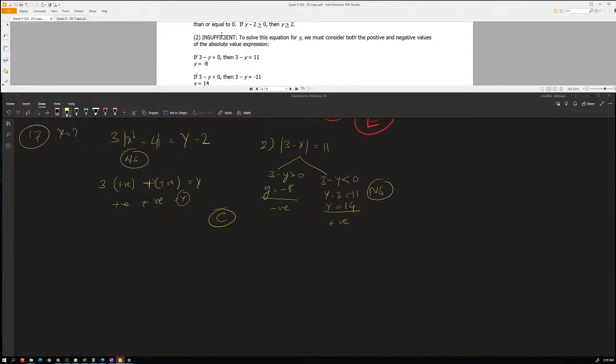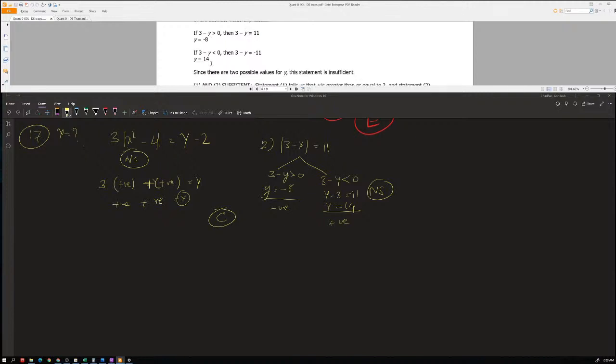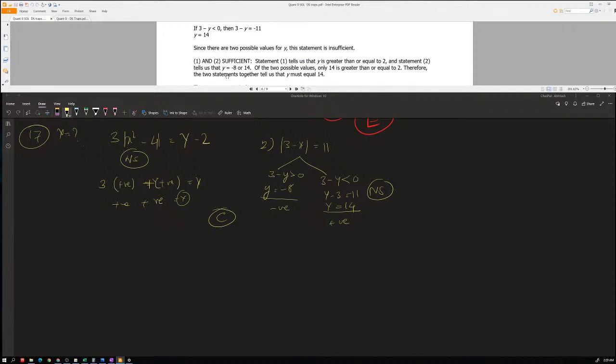Okay. Next, they say to solve the equation for y, you must consider both positive and negative values for the absolute value expression. That's what we did. So we got y is equal to minus 8 and y is equal to 14. Since there are two possibilities, this is insufficient.